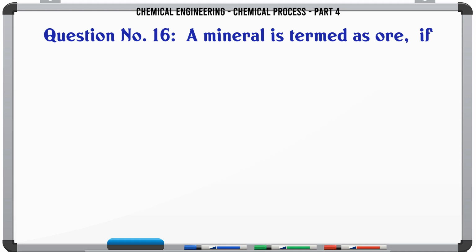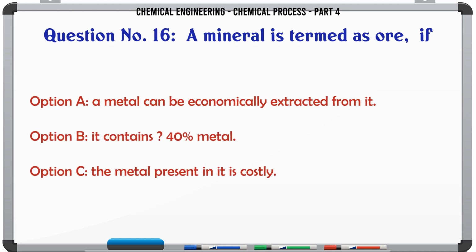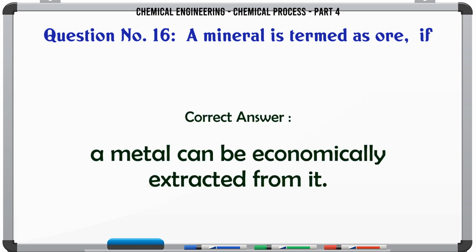A mineral is termed as ore if A. Metal can be economically extracted from it, B. It contains 40% metal, C. The metal present in it is costly, D. All A, B, and C. The correct answer is A. Metal can be economically extracted from it.